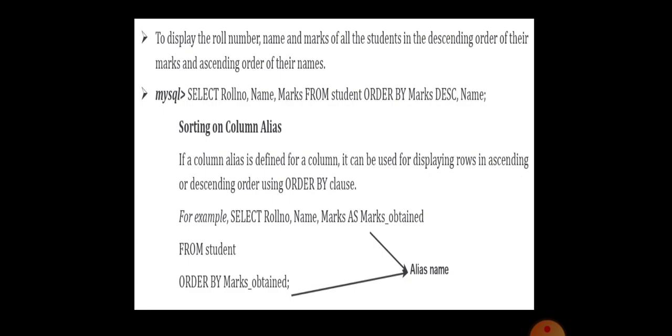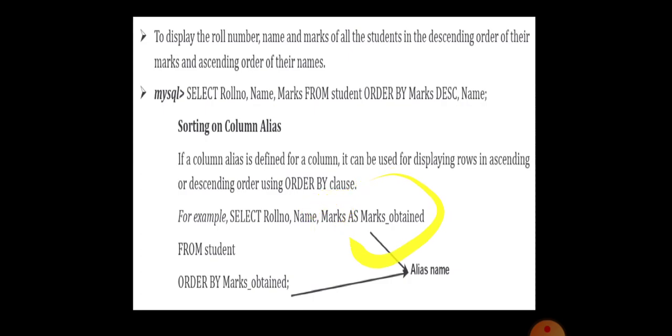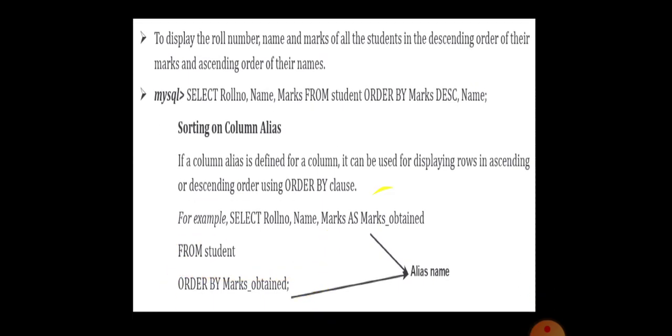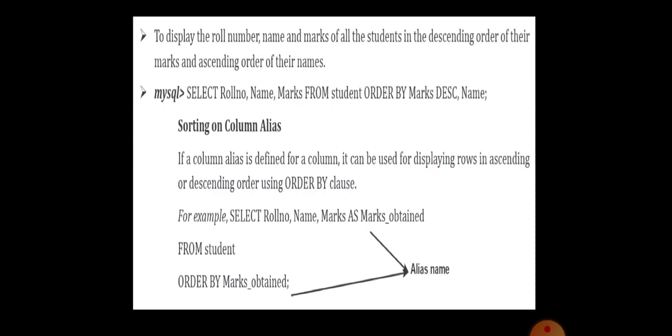If a column alias is defined for a column, it can be used for displaying rows in ascending or descending order using the ORDER BY clause. Here, look at the example given. SELECT rollno, name, marks AS marksobtained. Here we are using marks AS marksobtained. In the output, we will get only roll number, name and marks obtained. So that alias name of the column name can also be used with the ORDER BY clause. Look at the last line. ORDER BY marksobtained. Here marksobtained is the alias name of the marks column.